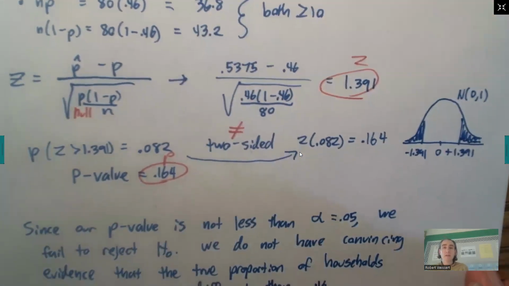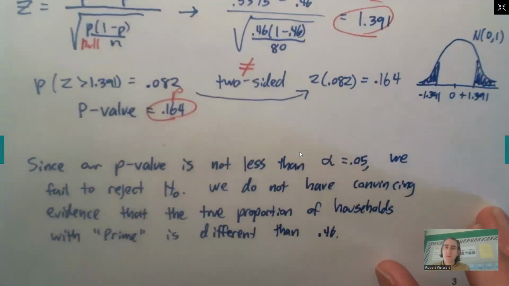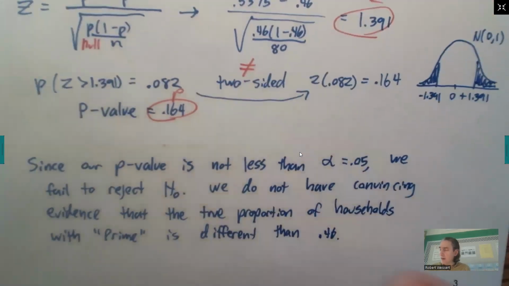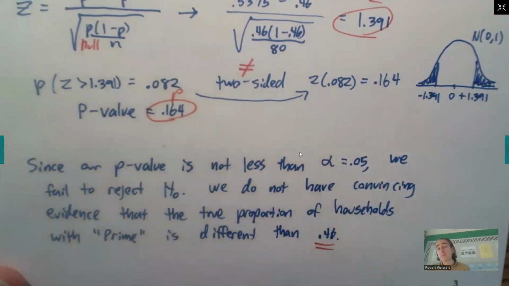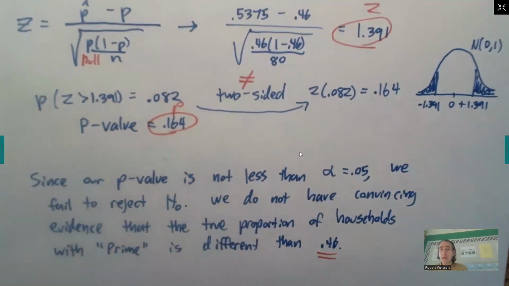And finally, based on our conclusion, well, that's a pretty large p-value. So since our p-value is not less than our alpha, we're going to fail to reject the null. We just don't have enough convincing evidence that the true proportion of households with Prime is different than the 46% that was stated at the beginning. And that's how you calculate a one sample z-test for p.